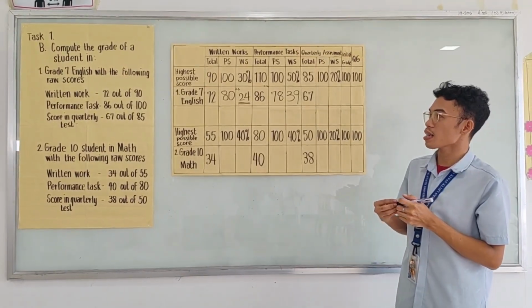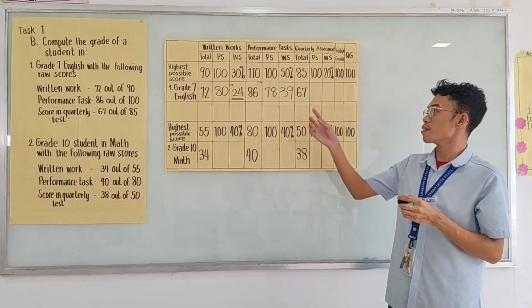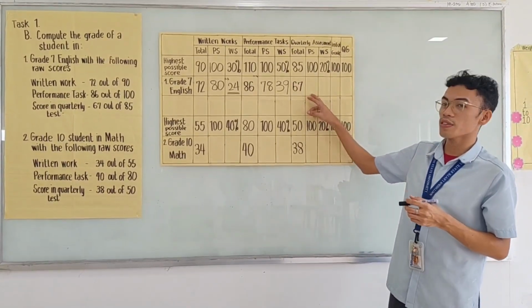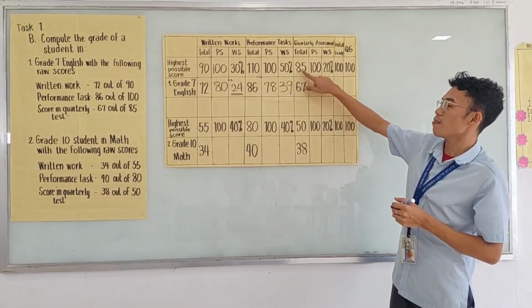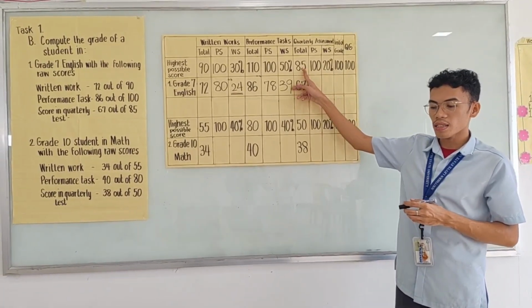So in the quarterly assessment, a grade 7 student has a raw score of 67 and the highest possible score is 85. So we're going to divide 67 by 85, which is 0.79.